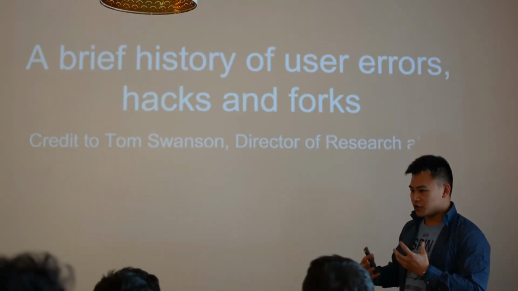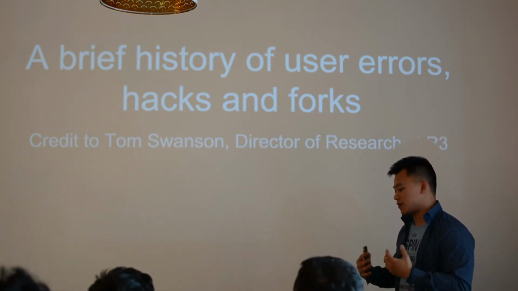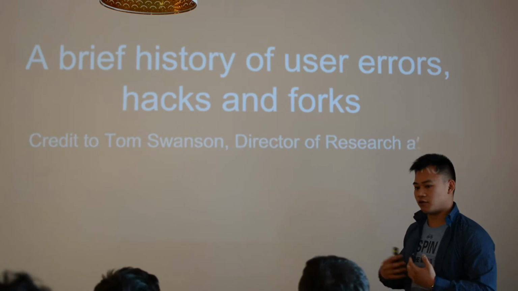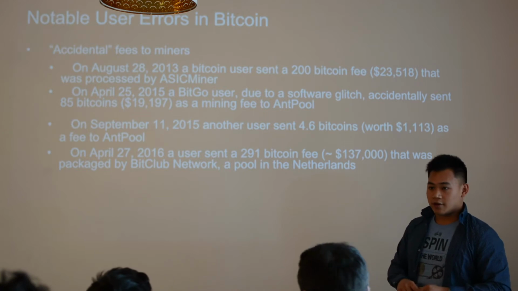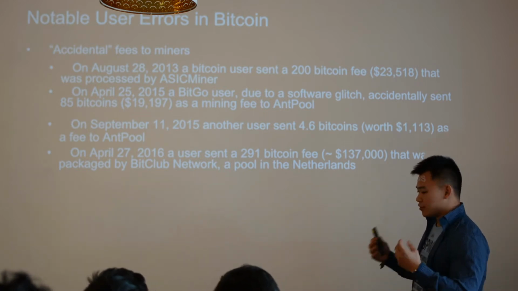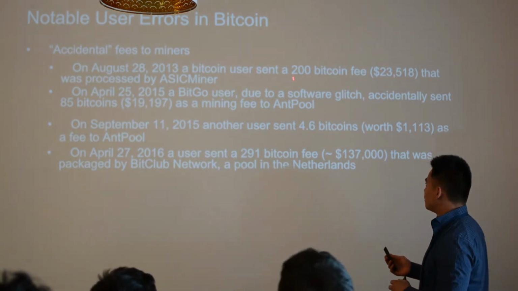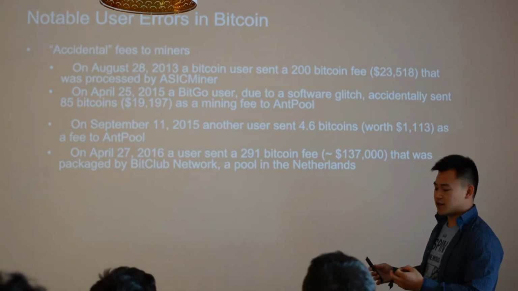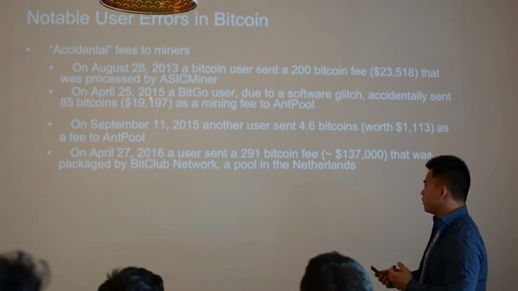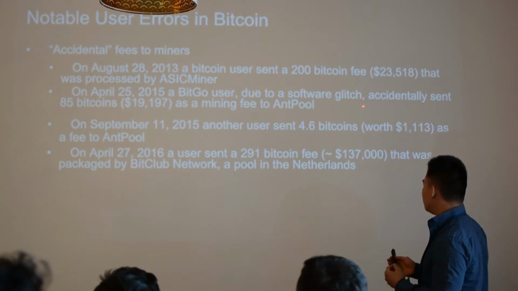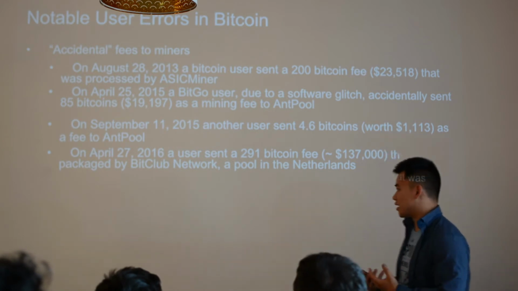Here is a brief history of these errors that happened in the Bitcoin and Ethereum blockchains, and why they are putting off business developers from building on these blockchains. Here are some notable user errors in the Bitcoin blockchain. On August 28, 2013, a user sent 200 Bitcoin as fees, not the transaction, but the fee itself, and it was processed by a miner. On April 25th, 2015, someone else, due to a software glitch, accidentally sent 85 Bitcoins as fees again.